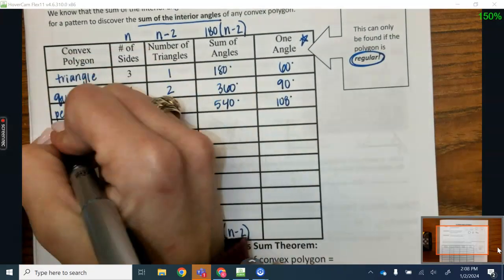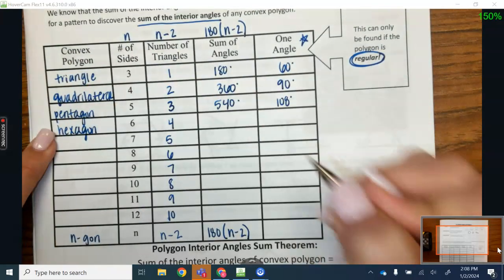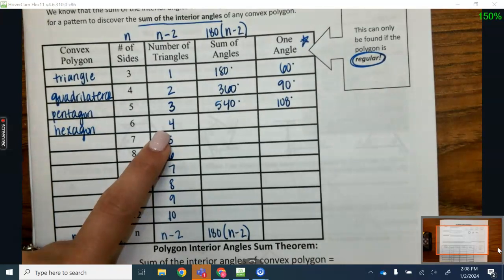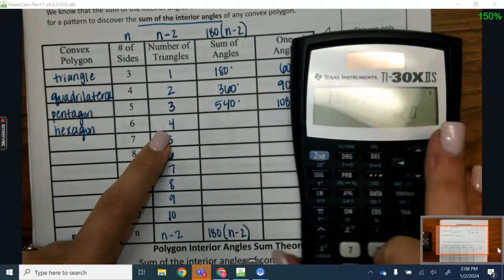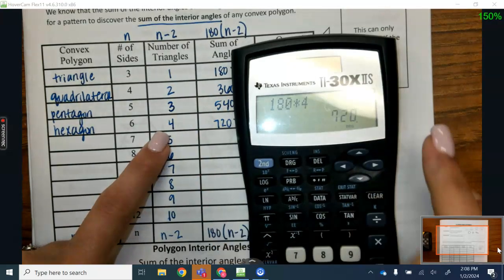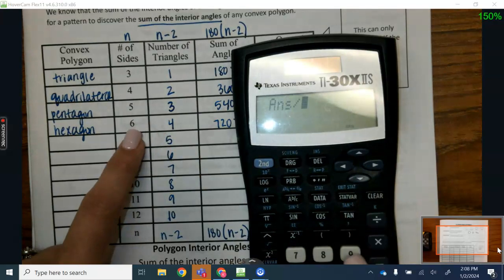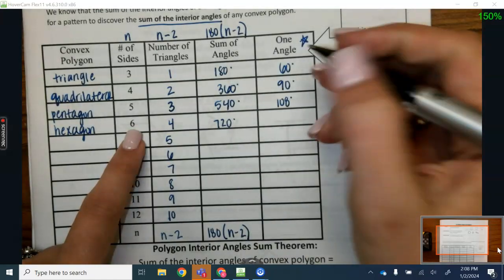So after pentagon, a 6-sided figure would be a hexagon. It has 4 triangles. If I take 180 times 4, I get 720. If I take 720 and I divide it by the number of sides, which is the same as the number of angles, one angle would be 120 degrees.